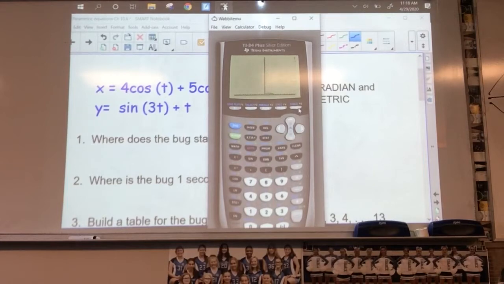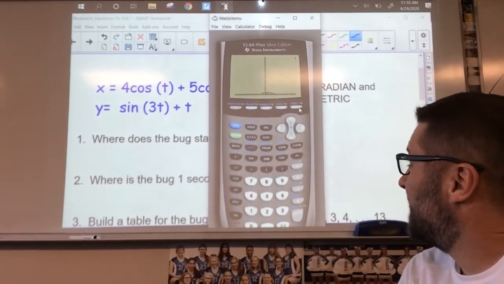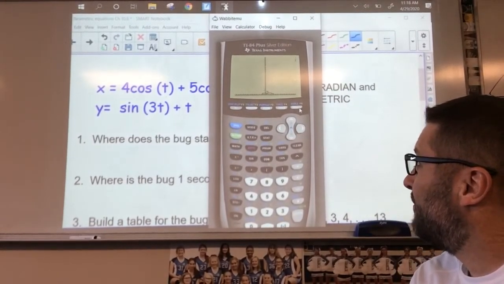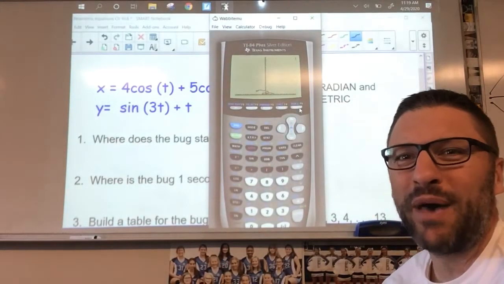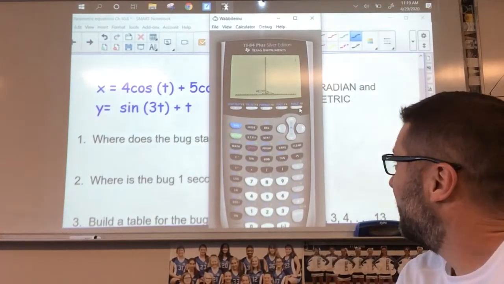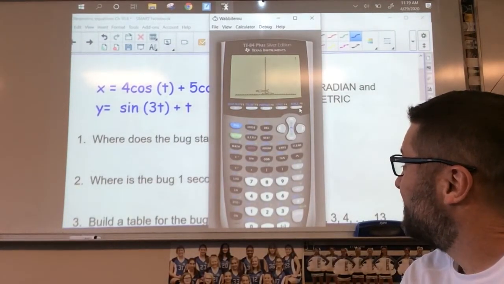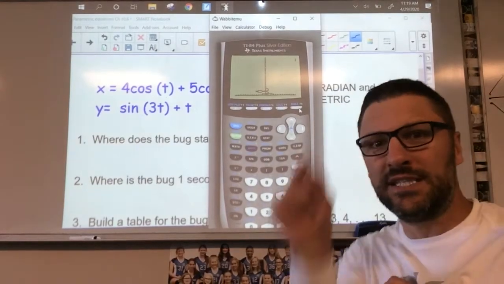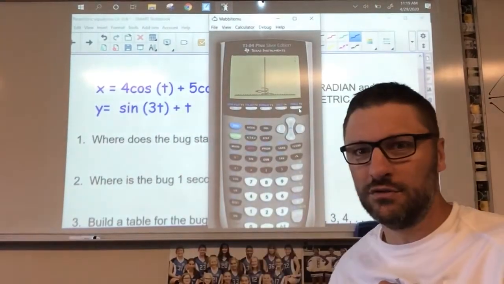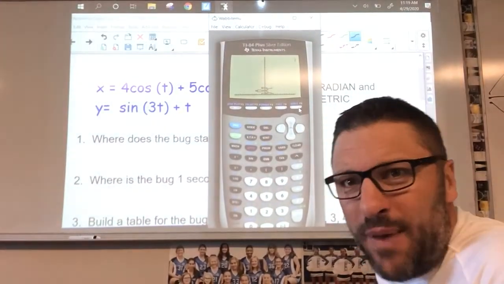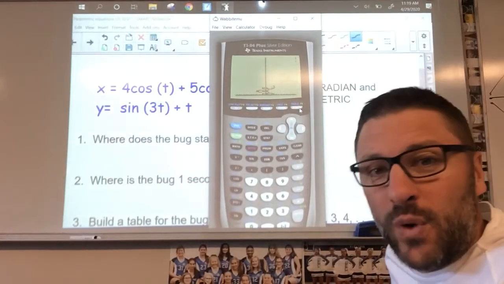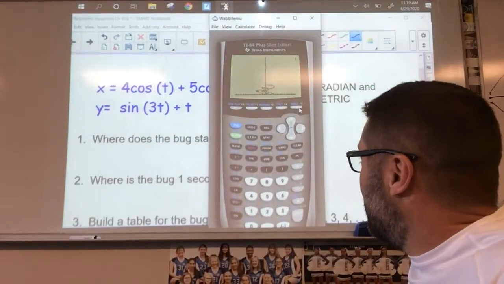And there's my bug. He is traveling. I'm going to change the scale here in a little bit, but I've got this bug running around almost like a little curlicue pigtail path on my graph. So there he is. He's like a little fly, just bopping around, just doing his thing, and it's going to trace the path of that fly over the 12 seconds that we told our graphing calculator to trace it.